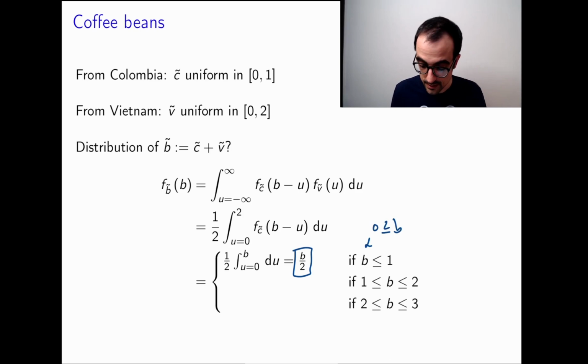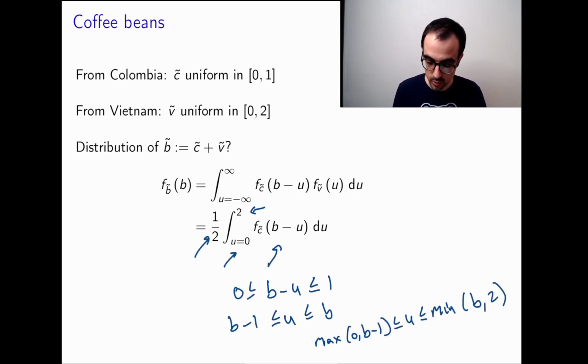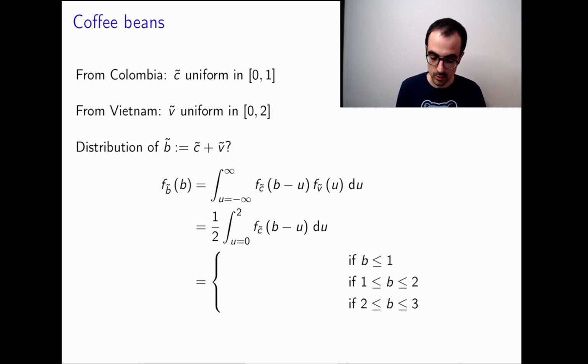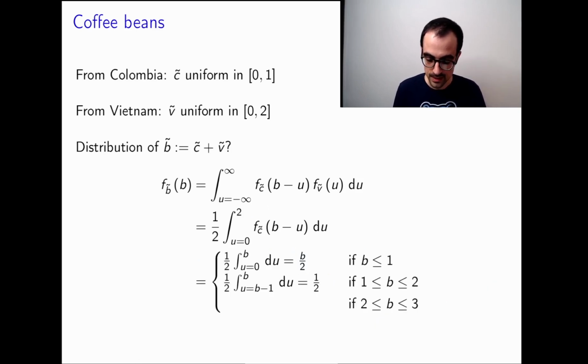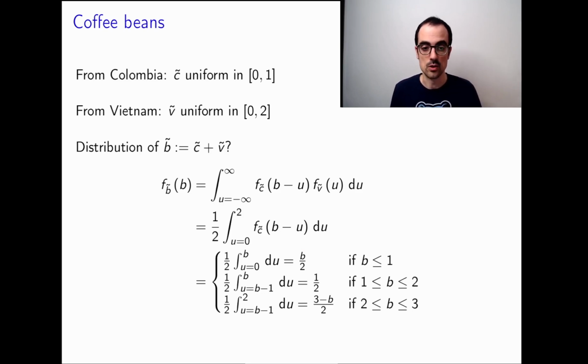If b is between 1 and 2, then we're going to go from b minus 1 to b. So we're integrating from b minus 1 to b, and the answer is 1/2. And if b is between 2 and 3, then we're integrating between b minus 1 and 2, and the answer is (3 minus b) over 2. Again, I encourage you to compute this on your own.